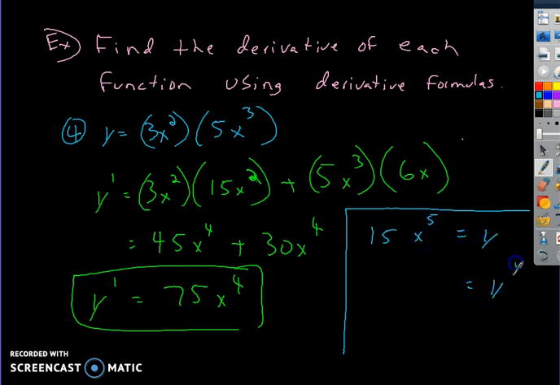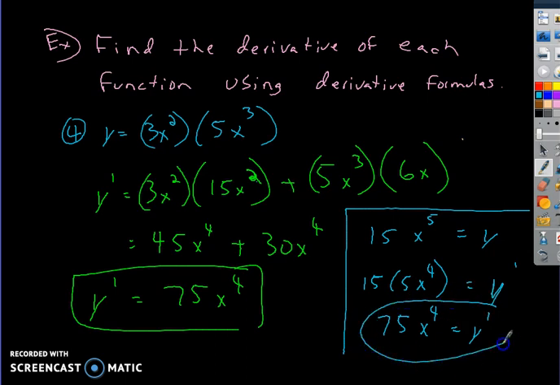So y prime would be 15 times 5x to the fourth. 15 times 5 is 75, yep, that's 75x to the fourth equals y prime. Saves a few steps, but I just want to talk about how to use the product rule. Yeah, you could have solved that either way.